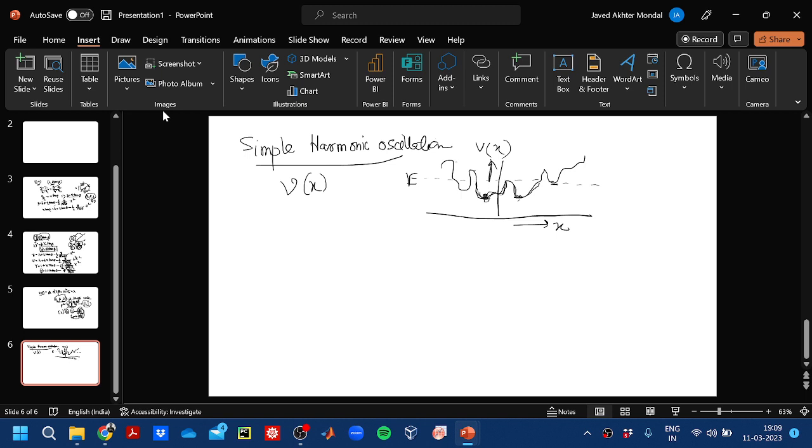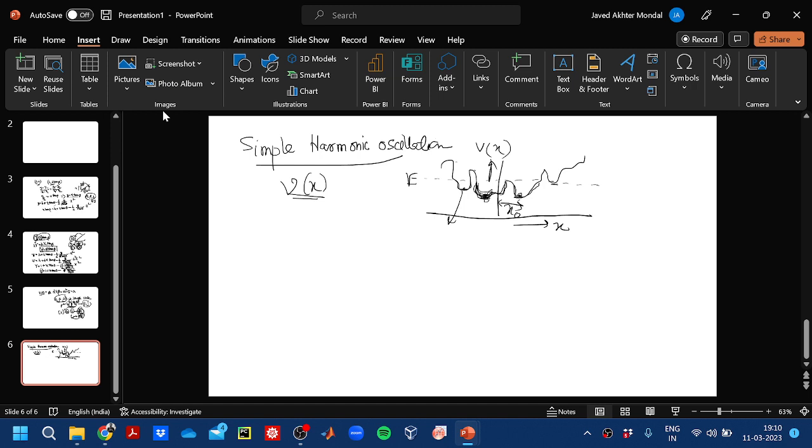Local means if we have a particle at this position, it will be confined in this region, and if we have a particle here, it will be confined here. Similarly, these are our local minima. So suppose this is a local minimum point, and its position is x0. So V depends on the value x0.